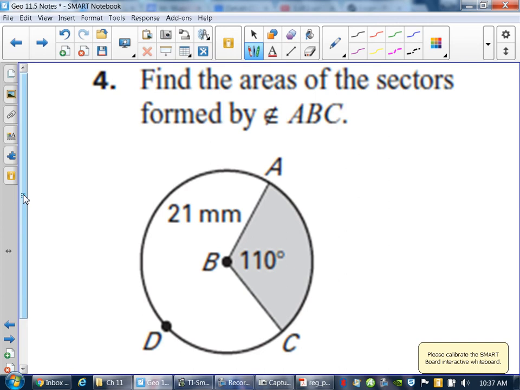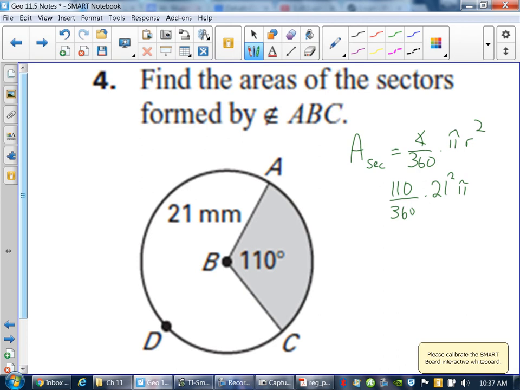Well, the formula of the sector is, let's write it out. Area of the sector is angle over 360 times pi r squared. And then it's fill in the blanks. That's it. Okay? Fill in the blanks. 110 over 360, 21 squared, and a pi.